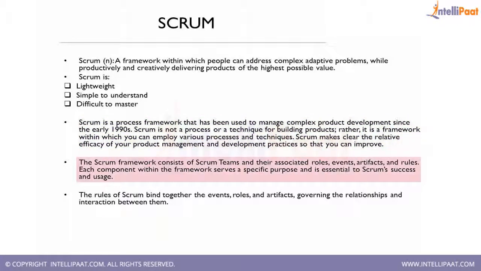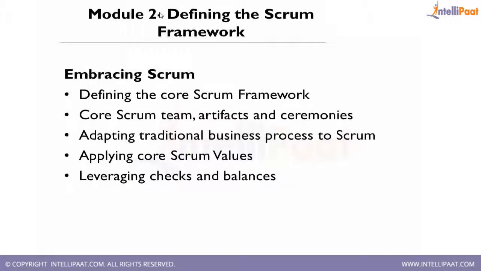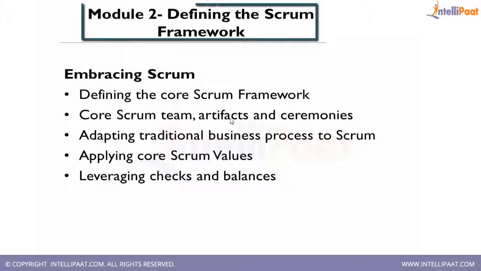Scrum consists of a Scrum team and their associated roles, events, artifacts. When I say events, I'm talking about ceremonies that you will hear a lot, and rules. Each component within the framework serves a specific purpose and is essential to Scrum's success and usage. The roles of Scrum bind together the events, Scrum rules, and the artifacts, governance, and the relationship and the interaction between them. And let's talk about defining the Scrum framework.